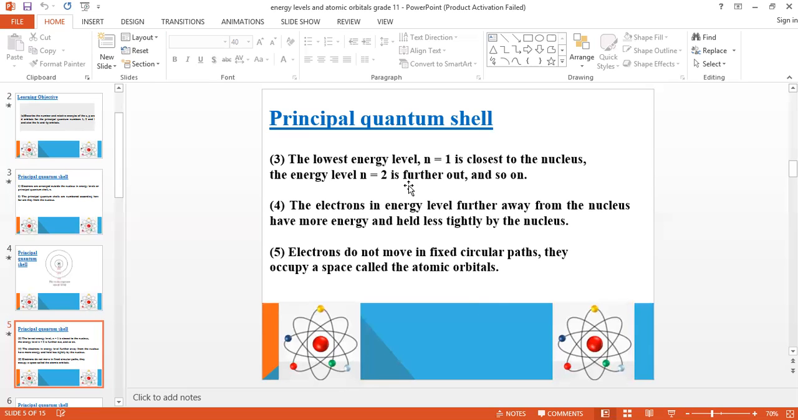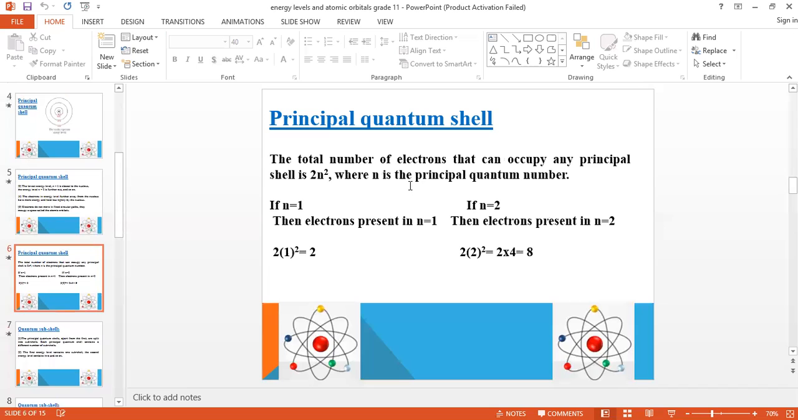We call them atomic orbitals. Then how do we know that we have 2, 8, and 18 electrons? By using this formula, 2n². If n is equal to 1, you get 2 electrons. If n is equal to 2, it becomes 8. If n is equal to 3, 18. If n is equal to 4, 32. Just replace n by the number given to you, maybe 1, 2, 3, 4.